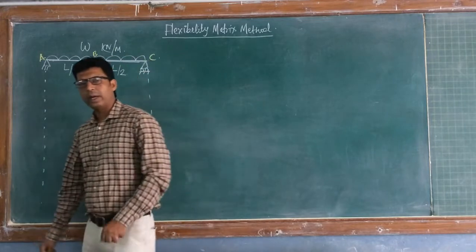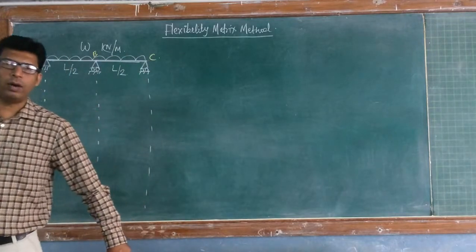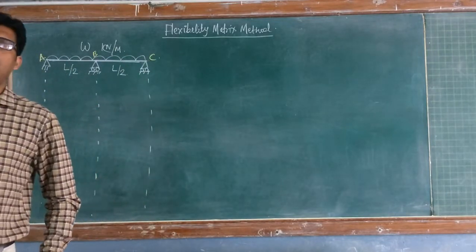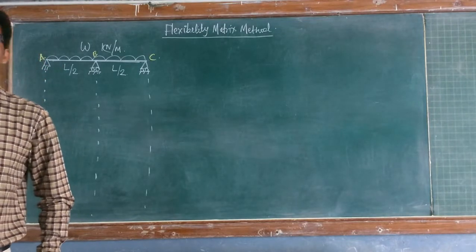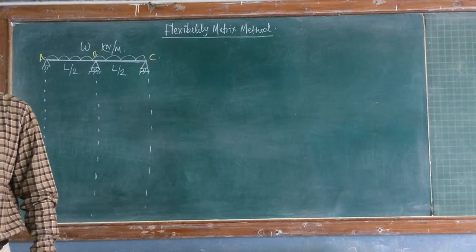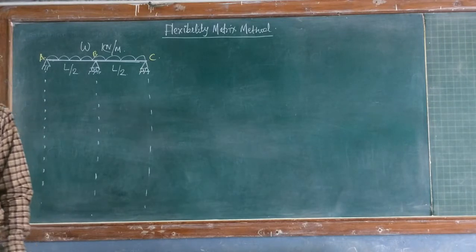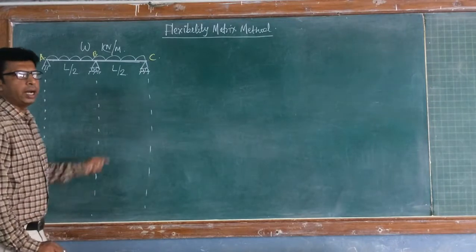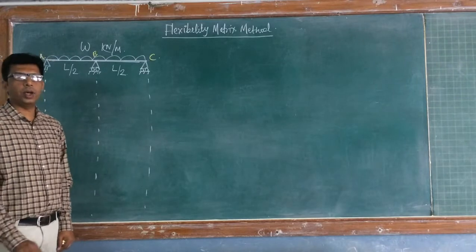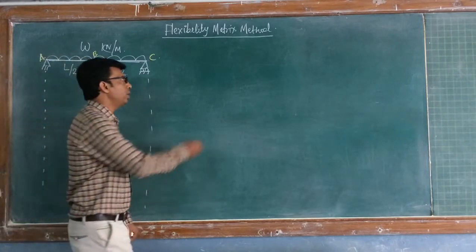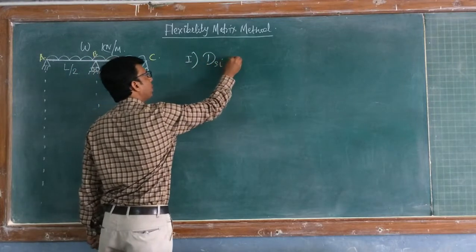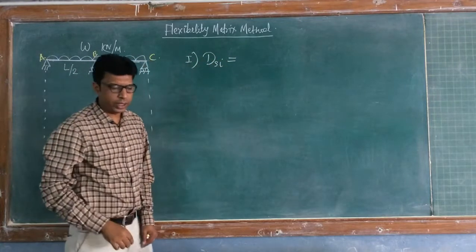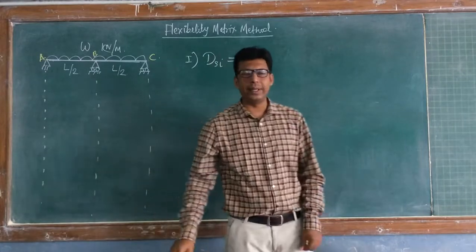If you refer to our last video, we have seen the different steps to analyze a structure using flexibility matrix method, right? So the very first step in the solution is to find out the degree of static indeterminacy of the given structure.